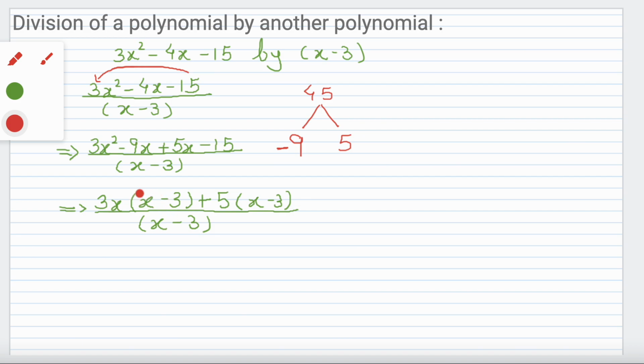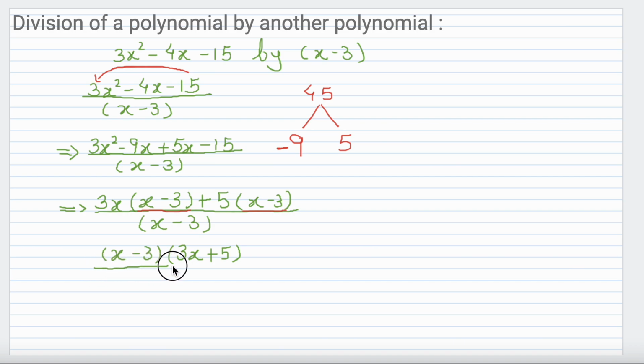Now as you can see, this bracket and this bracket are the same bracket. So we can write this bracket one time, that means x minus 3, and the remaining terms in another bracket, that means 3x plus 5, and this is divided by x minus 3. So x minus 3 gets cancelled.